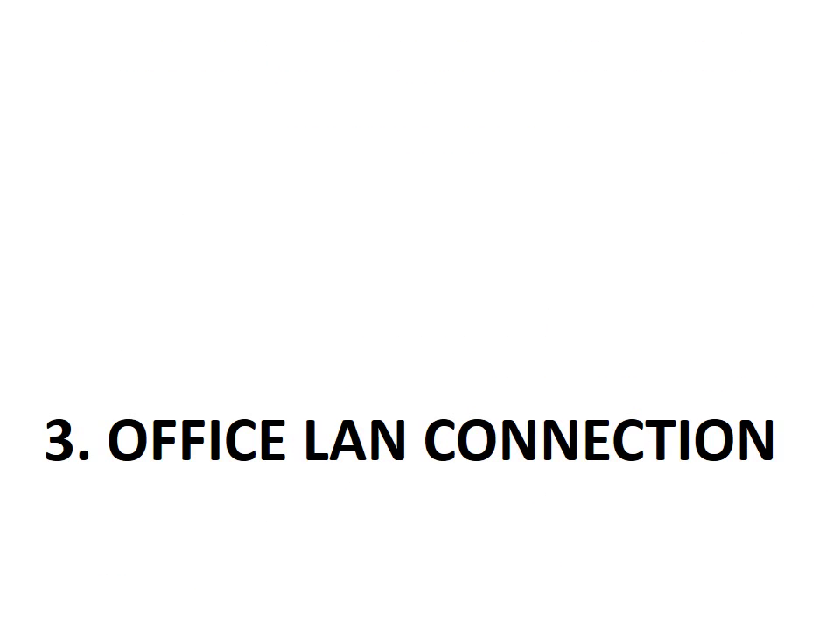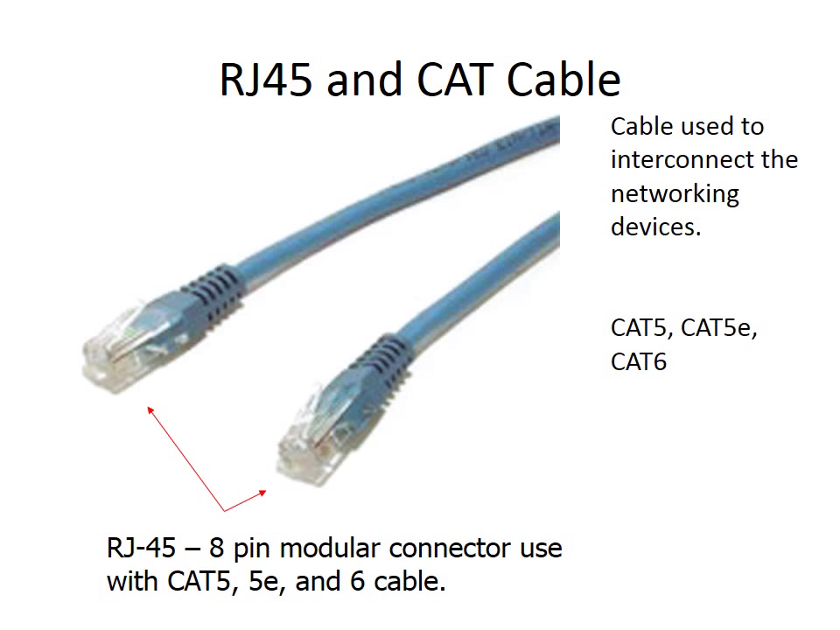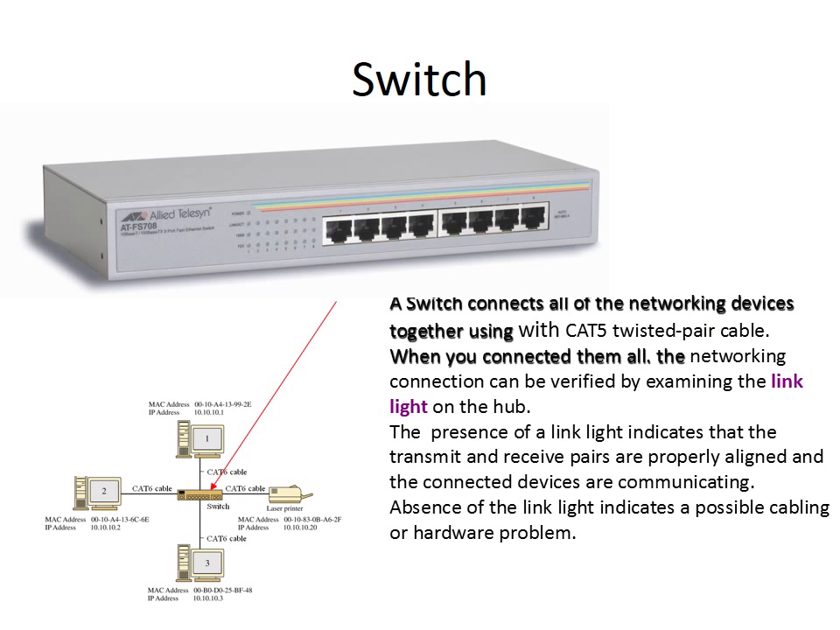I put an example of an office LAN connection. For this example, there are 3 computers, 1 Ethernet switch and 1 printer. They are to be configured in the star topology. Each device in the network will be assigned an IP address from the private address space. RJ45 jack, an 8-pin modular connector with Cat5, Cat5e or Cat6 cable is used to connect them. A switch connects all of the networking devices together using Cat5 twisted pair cable.